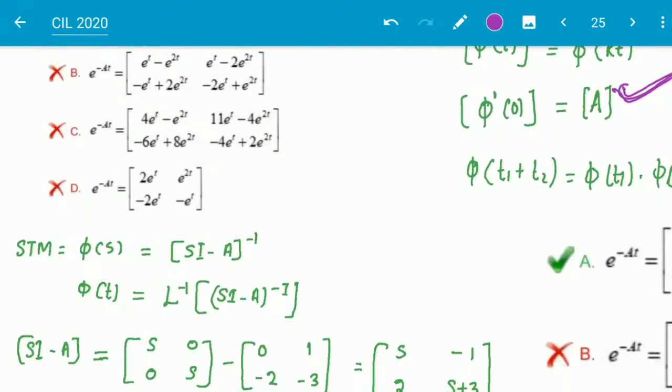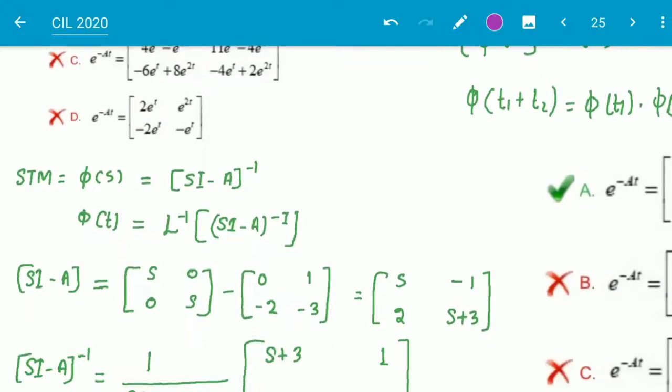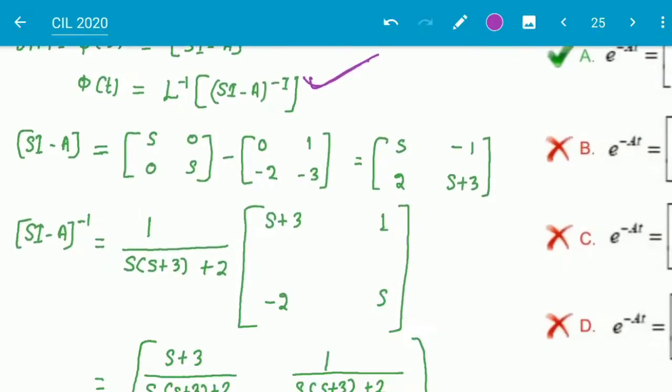Now we have to find out what is the state transition matrix. State transition matrix in terms of Laplace is given as (sI minus A) inverse, and in time domain this is Laplace inverse of (sI minus A) whole inverse. sI minus A is the characteristic matrix, and here it is coming to be s minus 1, 2, s plus 3.